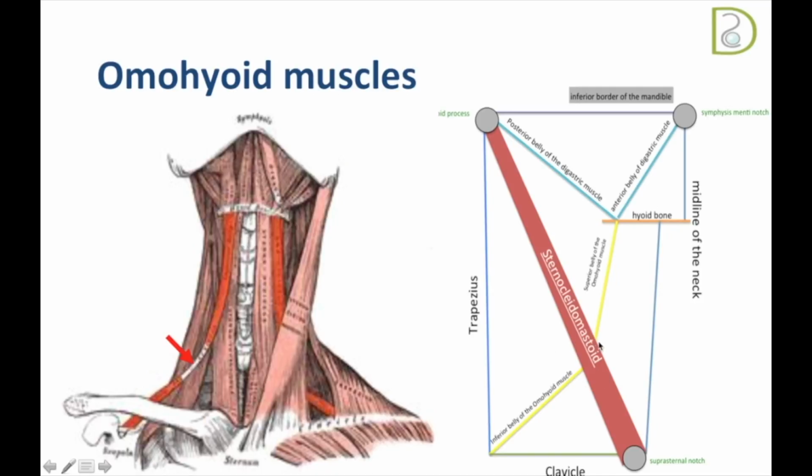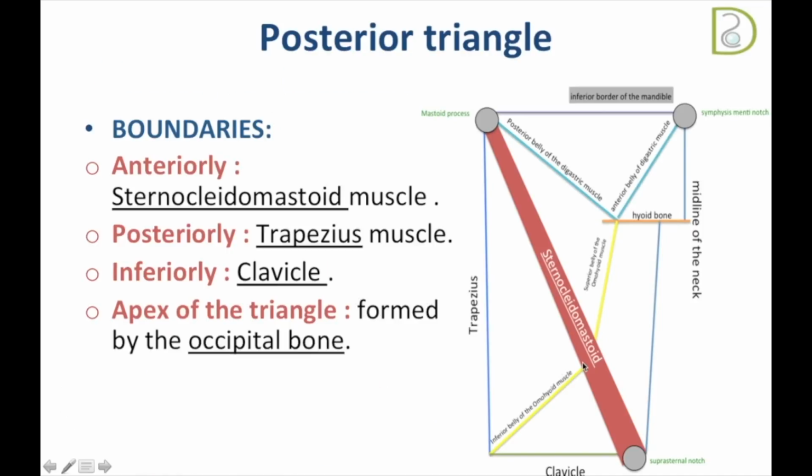So let's move to discuss the triangles. We have posterior and anterior. I will start with the posterior triangle. The boundaries of this triangle: anteriorly we have the sternocleidomastoid muscle, posteriorly we have the trapezius muscle, inferiorly we have the clavicle, and the apex of this triangle is formed by the occipital bone over here.